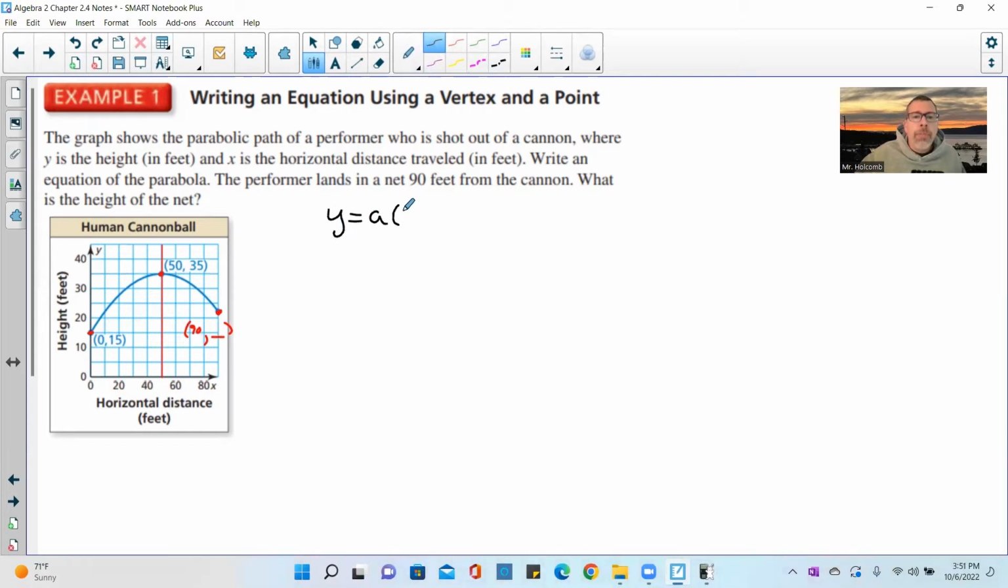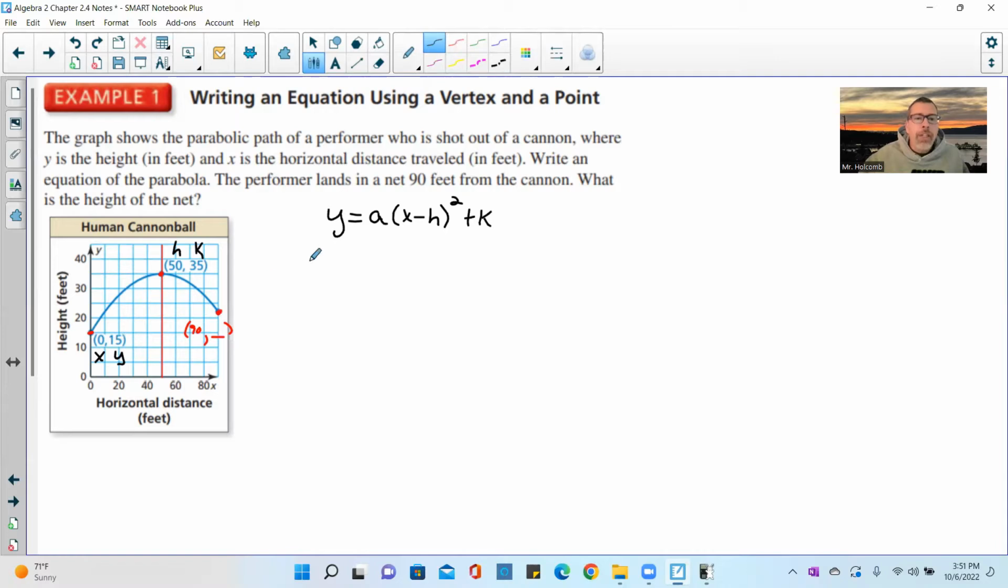y equals a times the quantity x minus h squared plus k. All right, so we have a y, an a, an x, an h, and a k. We have no numbers in this equation at this moment, but we can find them. So we're going to use our starting point. This is going to be our x, this is going to be our y, and the vertex is h comma k. When we substitute that in, we're going to have everything except a. But when you simplify an equation down to one variable, you can solve for that one variable.